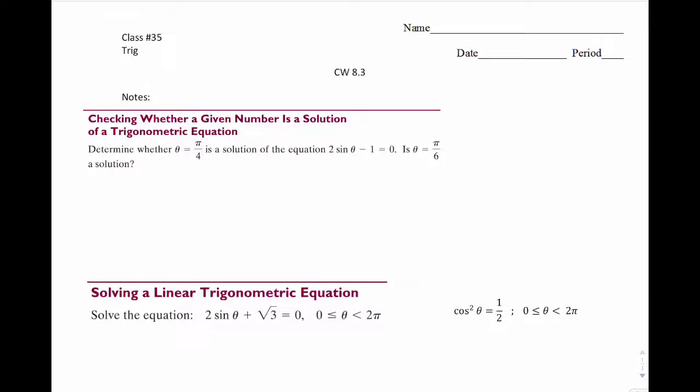This is classwork 8.3. We're going to start our study of solving trig equations today. So the first question says, determine whether theta equals pi over 4 is a solution of this equation. So let's plug it in.